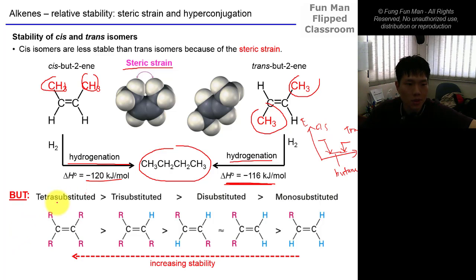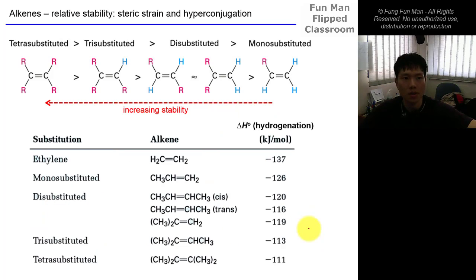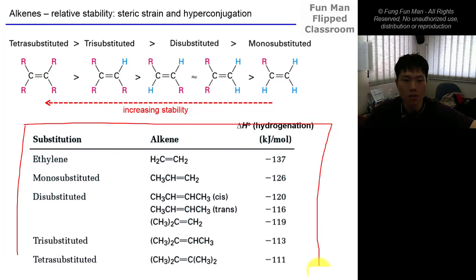But take note of this, a tetrasubstituted alkene is more stable than a trisubstituted one. In turn, it's more stable than disubstituted, then monosubstituted alkenes. Okay, so on the left hand side here, this is the most stable, and that is the least stable. Alright, and we could tell by, again, experiments. So these are the data.